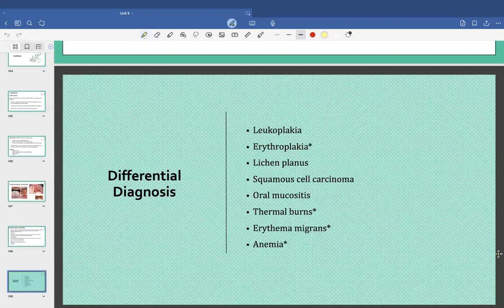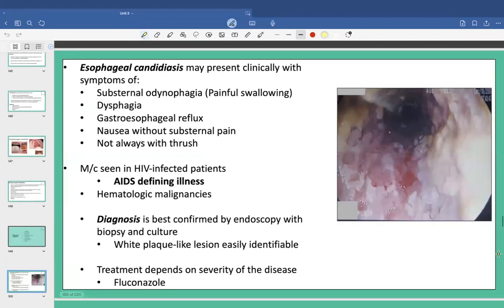Next, we're going to talk about esophageal candidiasis, which may present with symptoms of substernal odynophagia or painful swallowing, dysphagia or trouble swallowing, GERD-like symptoms, gastroesophageal reflux, and nausea without substernal pain. For this one, thrush is not always present. You may not see thrush in the mouth. This is an AIDS-defining illness. If a patient has esophageal candidiasis, it is HIV or AIDS until proven otherwise.